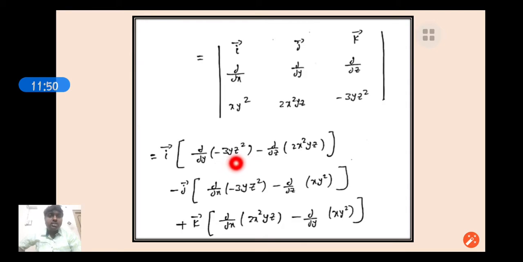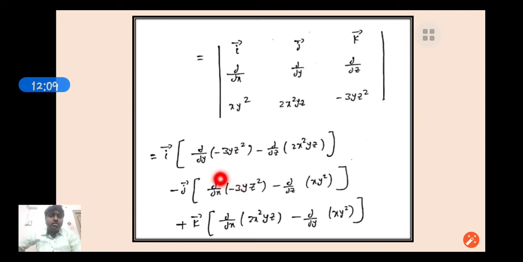The derivative of y is 1. The resultant is minus 3z square. Here, the partial derivative with respect to z, with x constant, y constant, 2 constant. The derivative of z is 1. So the resultant is 2x square y.